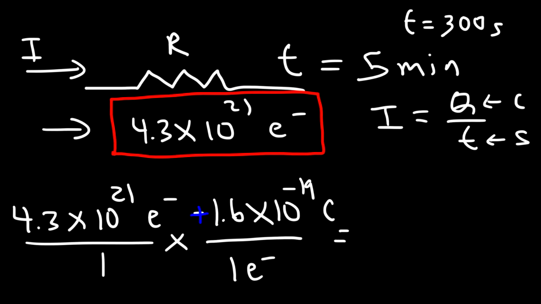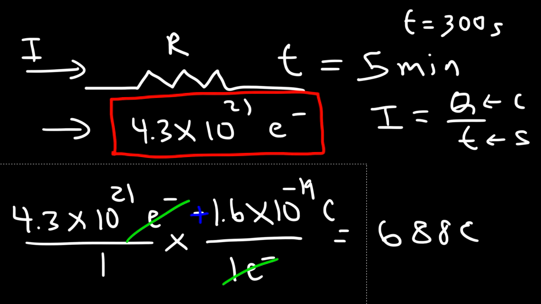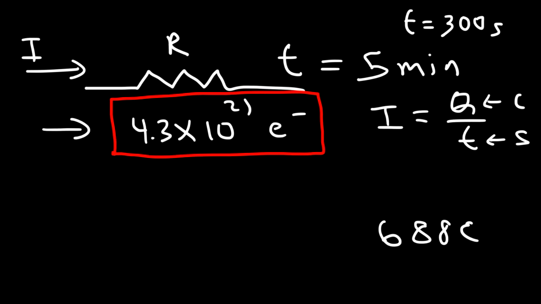4.3 times 10 to the 21 multiplied by 1.6 times 10 to the negative 19. That will give us a charge of 688 coulombs. And we can see that the unit electrons will cancel. So now that we have the charge, we can now calculate the current. So keep in mind that this is Q.